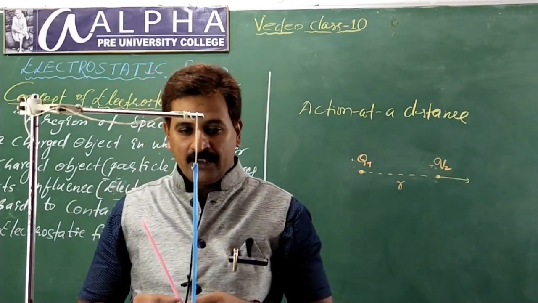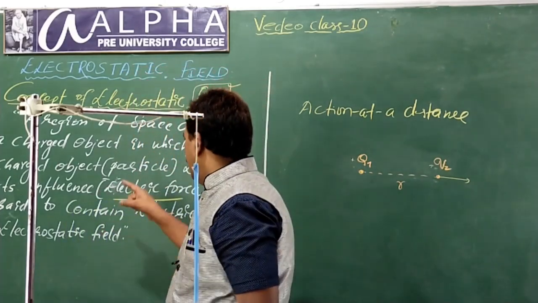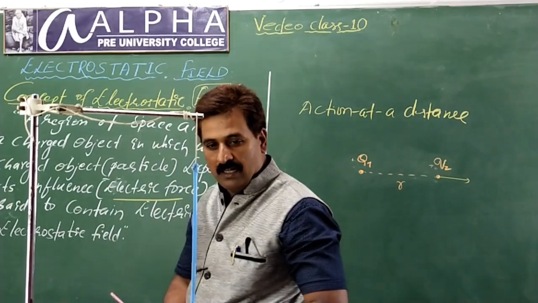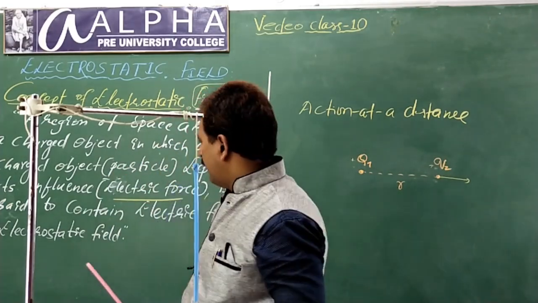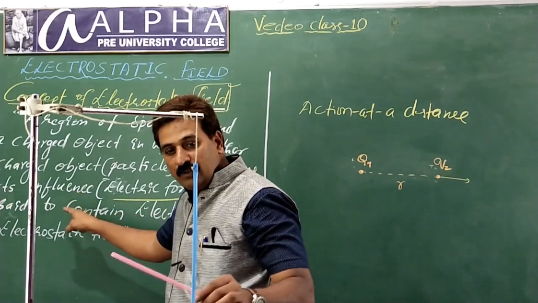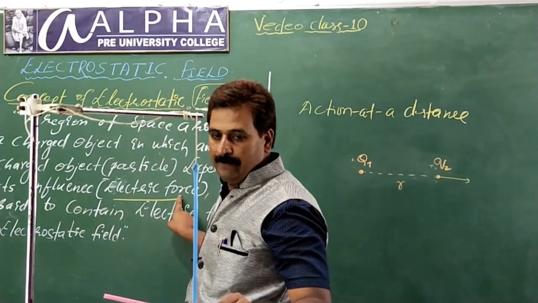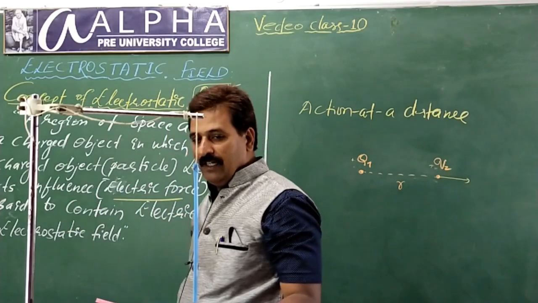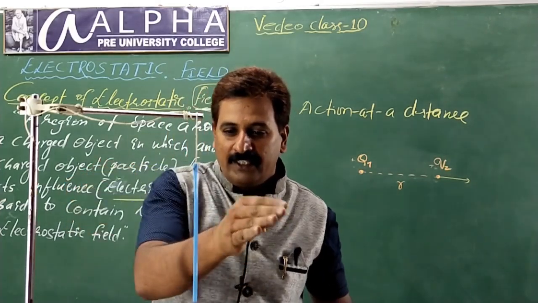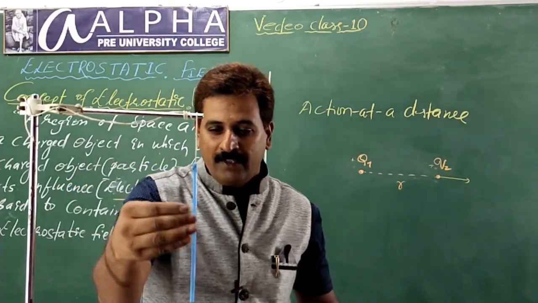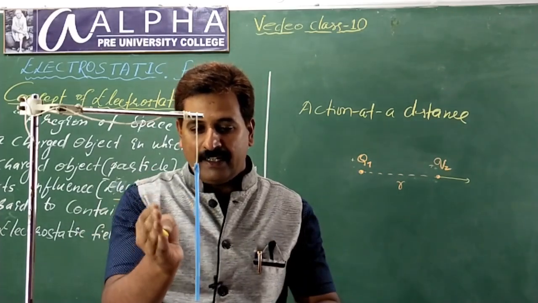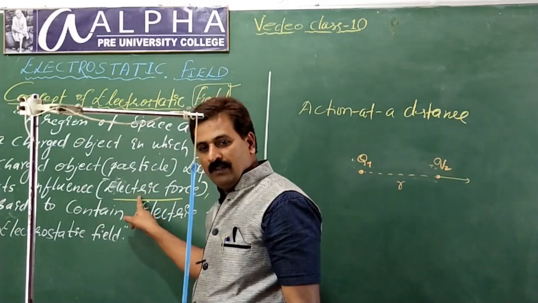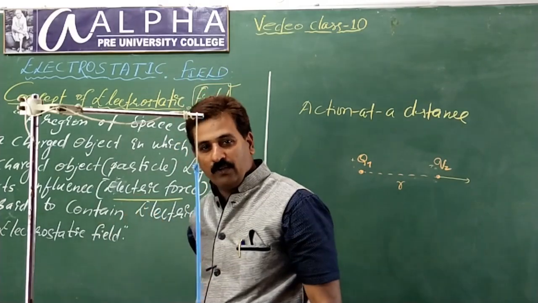That's why electric field is a region around a charged object in which another charged object experiences its influence. What is that influence? Electric force. Then this region around this is said to contain electric field. This is repulsion. This is attraction. That is an influence. This is what you have to remember, students.